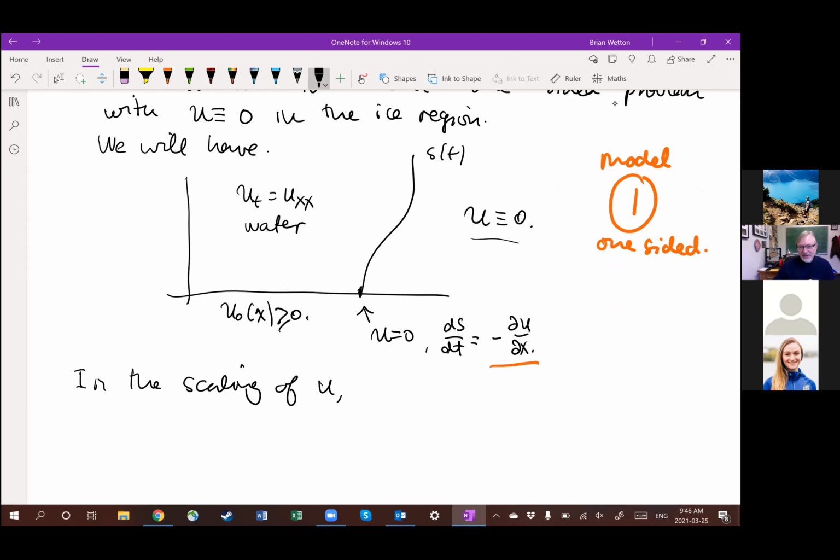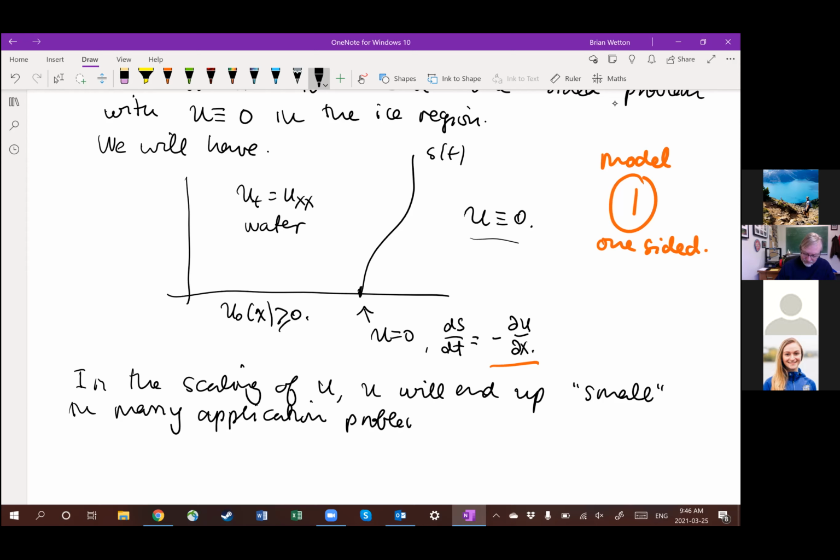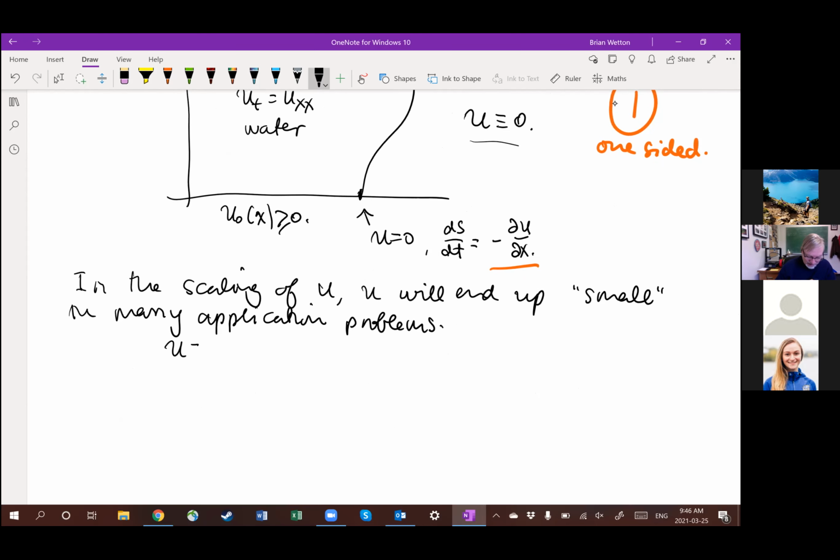But in that scaling, there are many applications you could look at where something will end up small in many cases. And you know what to do when you know that something is small: you call it epsilon times something, and you put that in the equations and you see if something sensible comes up.